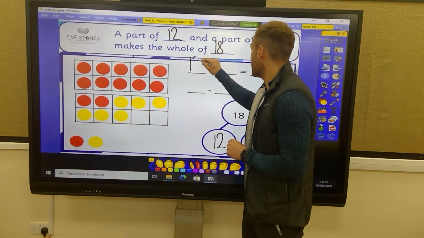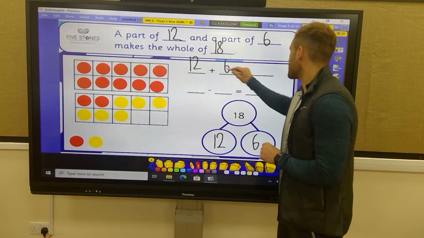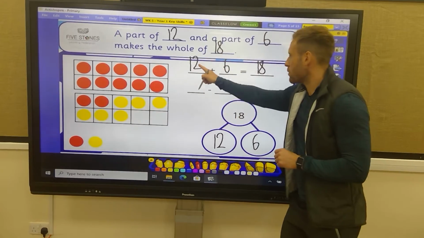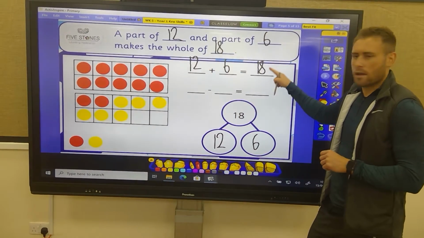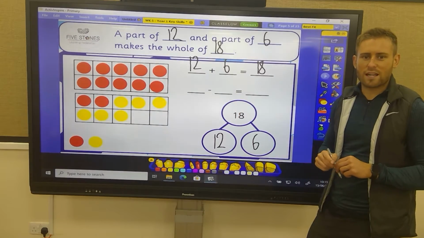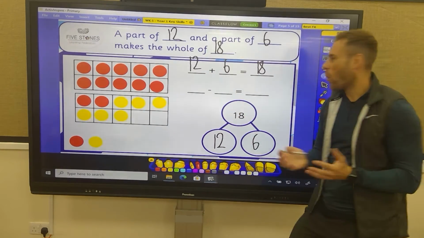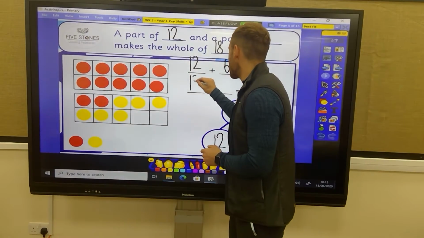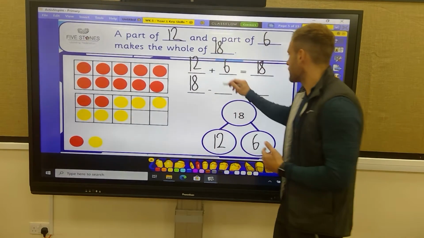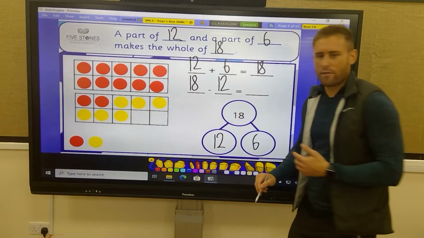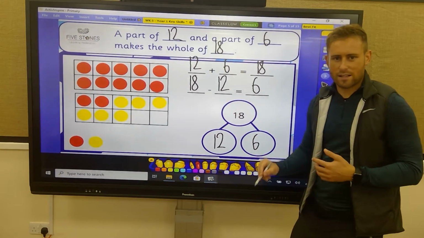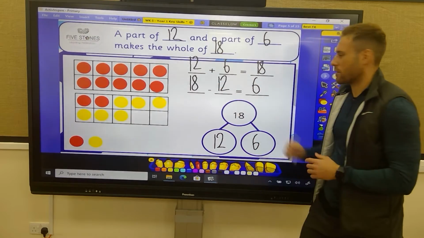You might have 12 add 6 equals 18. Great, a part of 12 add a part of 6 makes the whole of 18. But when we start with the subtraction number sentence, we start with the whole. Yes, we start with the whole of 18. And if I subtract a part of 12, I'm left with a part of 6. So 18 take away 12 equals 6.